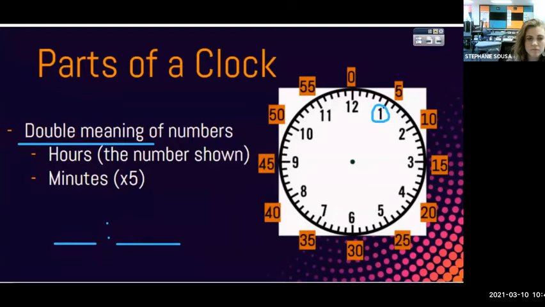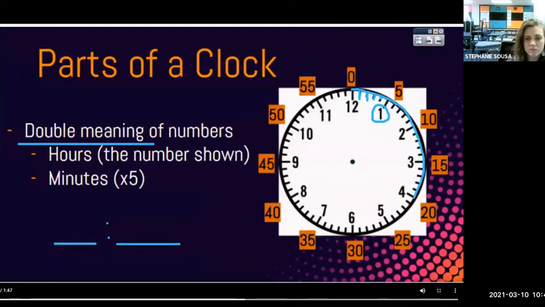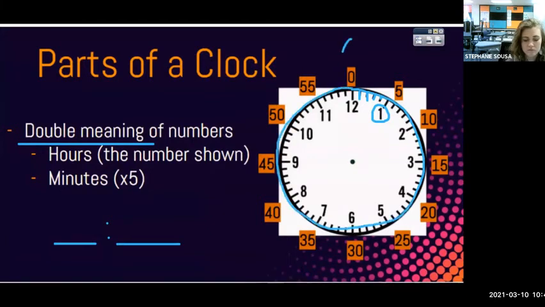There are 60 minutes in 1 hour. Each tick mark on the face of the clock is 1 minute. So if you count all of the tick marks starting at 0, if you count all the minutes, you will find that there are 60 on the face of a clock. Notice that there are 12 hour numbers. The hours are the big numbers that you see on the face, but they can also be a minute.